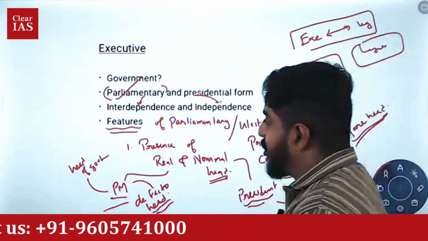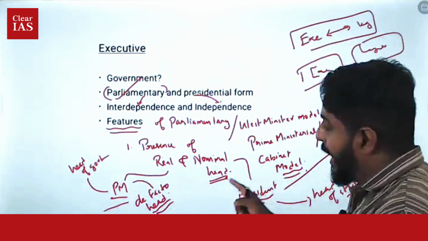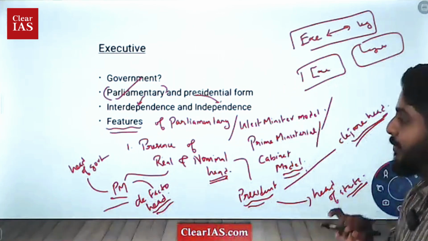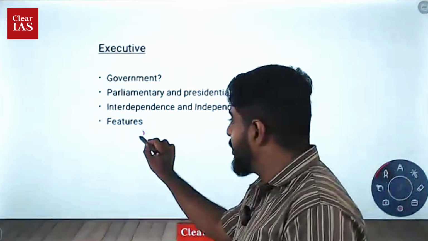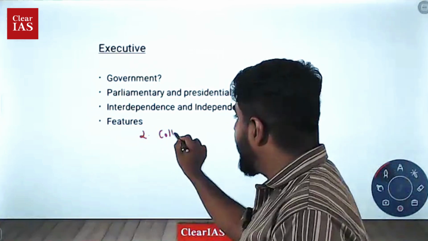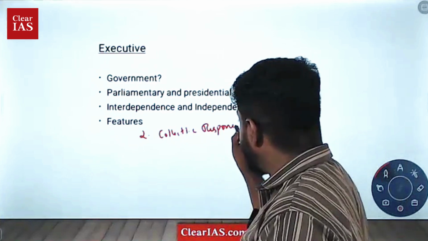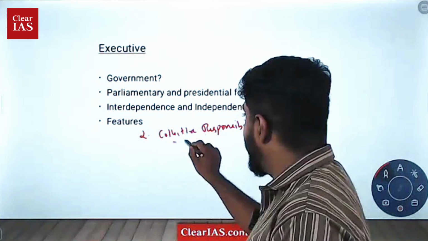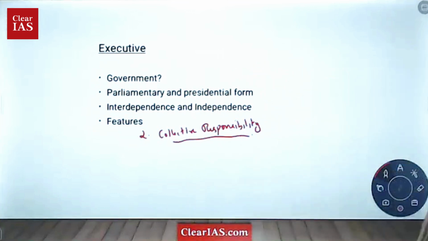The second one, Prime Minister is known as the head of the government, the President is known as the head of the state. Prime Minister is the de facto head, the President is the de jure head. Feature number one completed. Second feature is collective responsibility. What do you mean by collective responsibility?